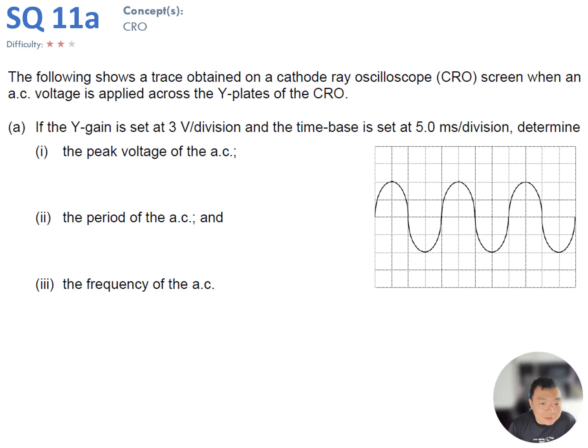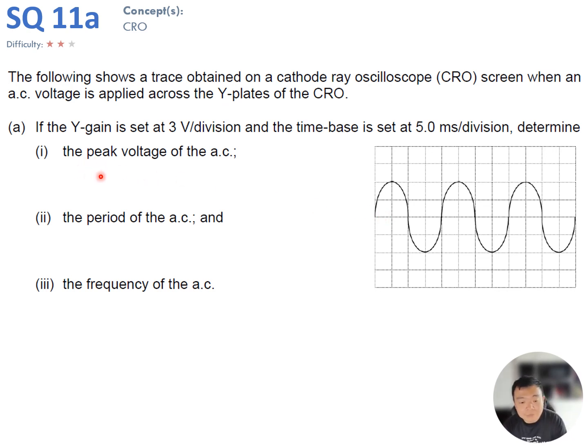This is a question on CRO, and we have to always remember that the vertical axis of the CRO display is about the voltage, and the horizontal axis on the CRO display is about time. We call it time based. So in this case, if we are given a Y gain of 3 volts for every division, every one box here vertically means 3 volts. Time base is at 5 milliseconds per division. Every horizontal box here is 5 milliseconds.